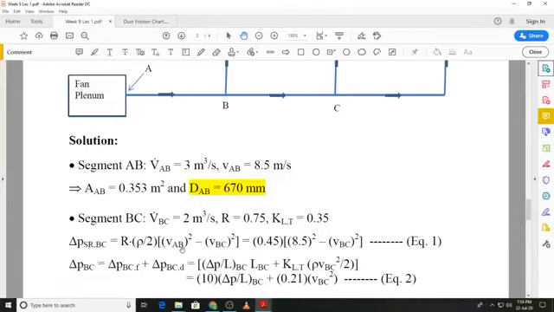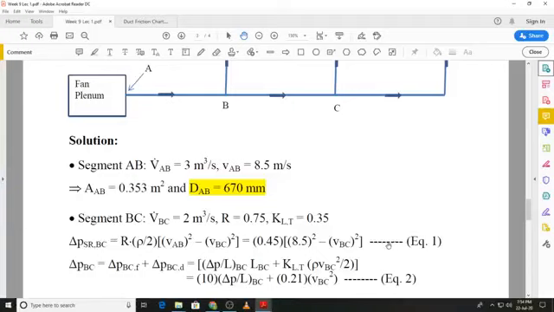The velocity in segment AB is given as 8.5, but the velocity in segment BC is not known to us. That is what we have to guess, and we have to guess it such that the increase in the static pressure will be the same as the pressure drop that we will obtain in segment BC. So the only unknown was the velocity in segment BC. The rest of the values are given to us, and we get the equation which we have numbered as equation 1.